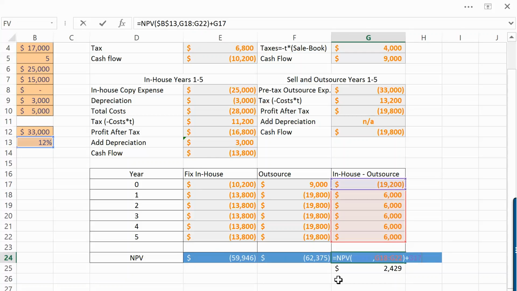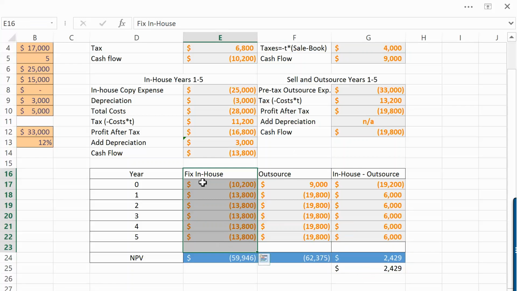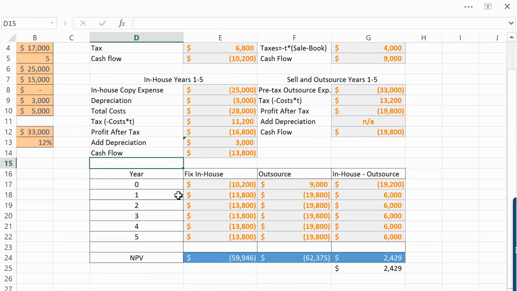I say in-house minus outsourcing and take the NPV of the difference. And what you see is the NPV of the difference is $2,429. So it's better to do in-house and fix the copier. Now, taking an NPV of a difference is the same thing as taking the difference of the NPVs. So in present value terms, we save $2,429 by staying in-house. So that's how you evaluate costs in capital budgeting.